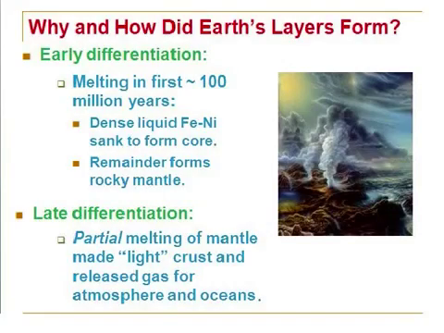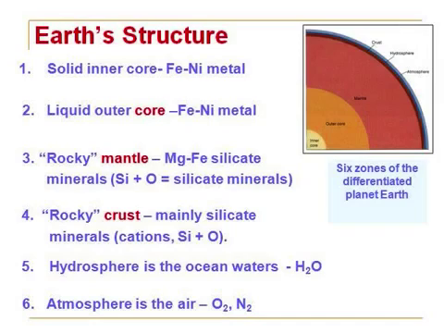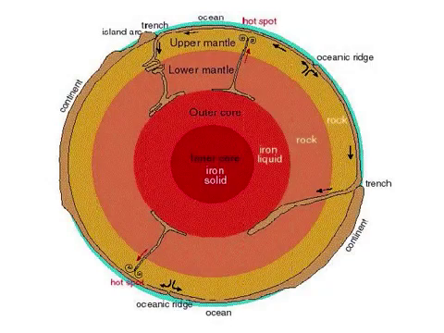In the late differentiation period, we begin to have the formation of gases. The Earth is still very hot, and some of these light atoms that migrated near the surface to form the mantle begin to melt, which creates the crust and releases gases like oxygen, nitrogen, and water vapor. It is during this late differentiation that we begin to see the formation of our crust, our oceans, and our atmosphere. That we begin to see an Earth with familiar form and structure.